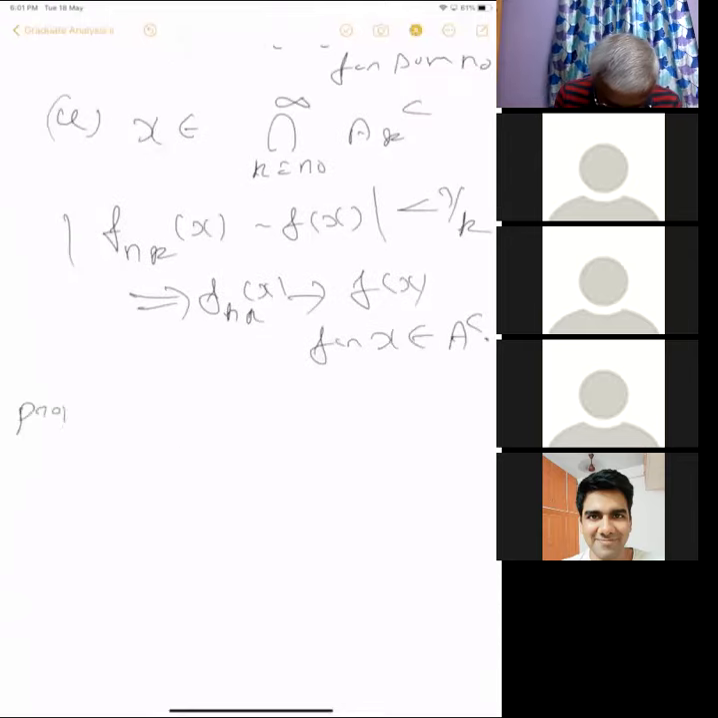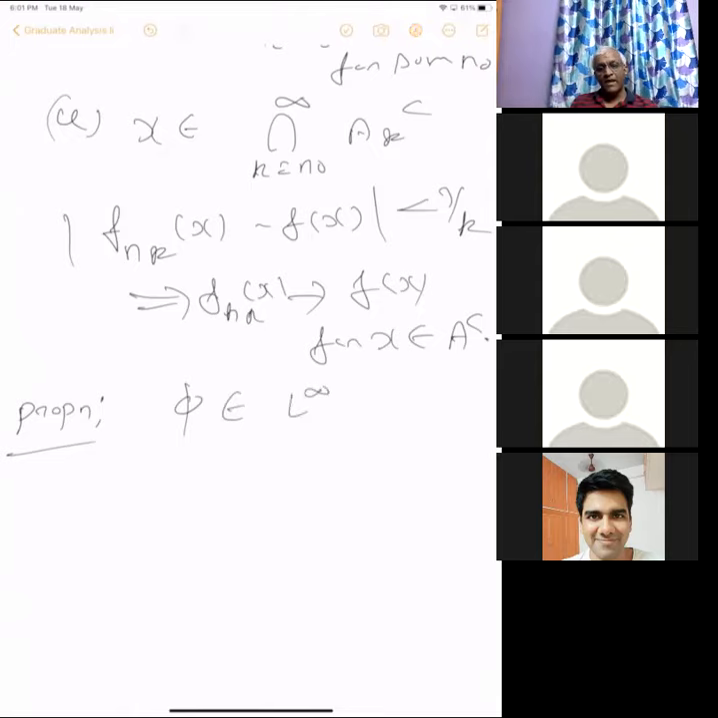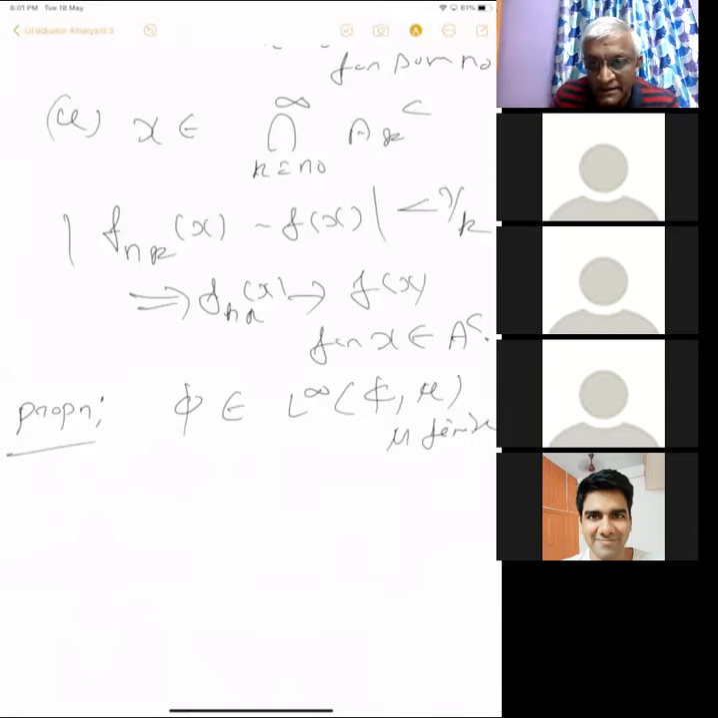Now the next proposition is: phi is in L infinity of C with respect to some finite measure mu. I mean, we want to consider the spectrum of something contained in this, which is finite. So we can take, outside that finite compact set, the measure to be 0, and you can consider the measure defined on the Borel sets of C.